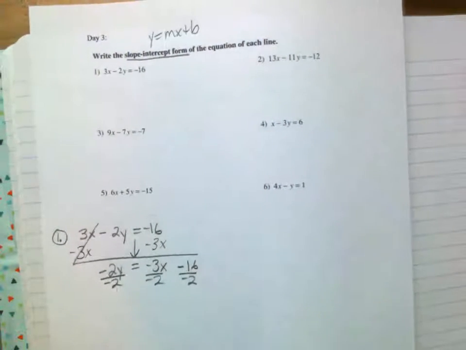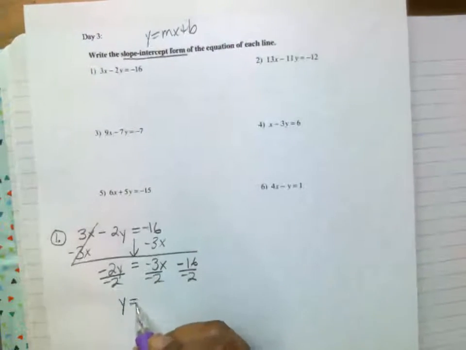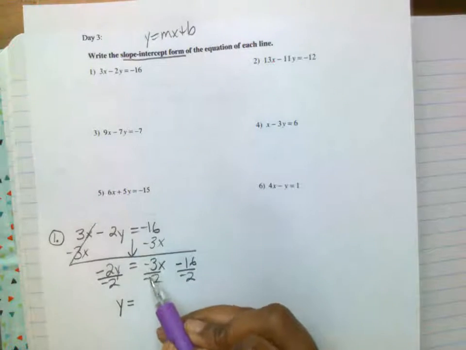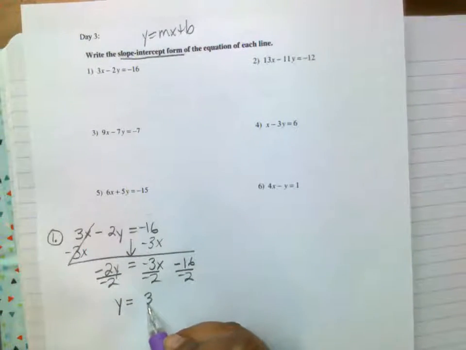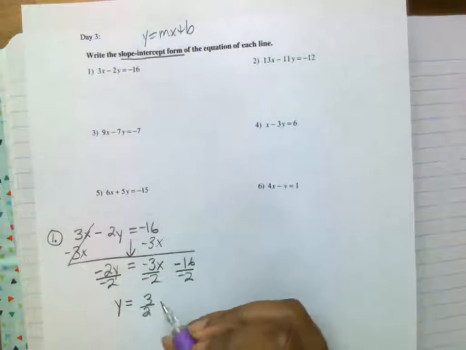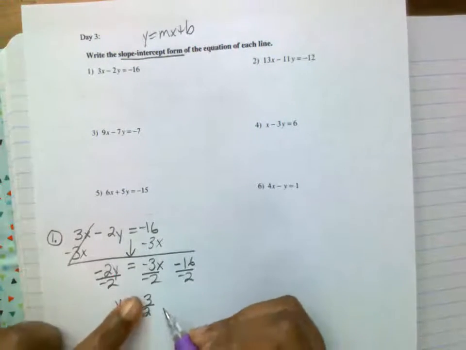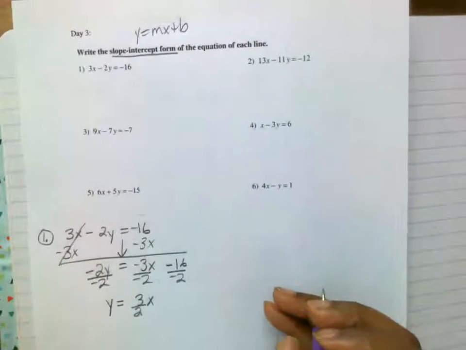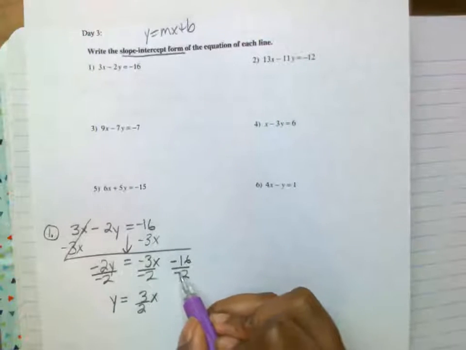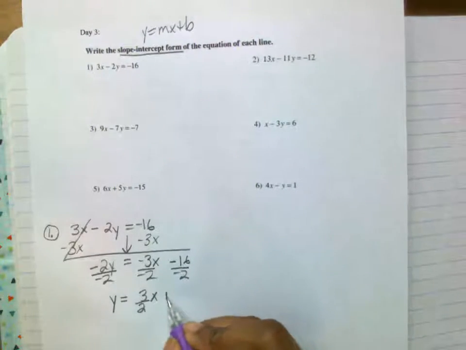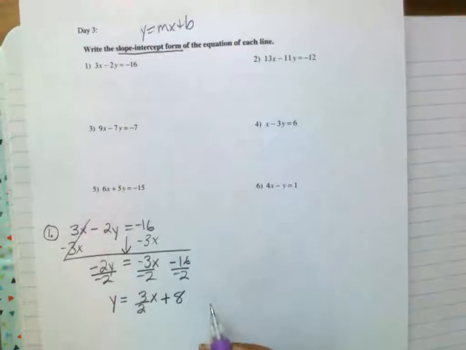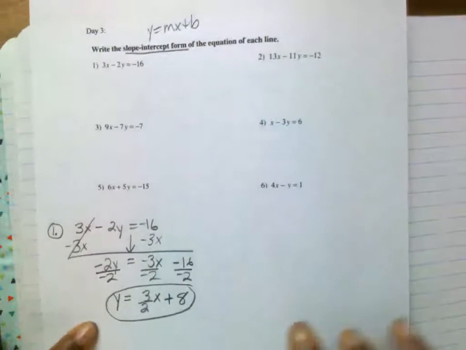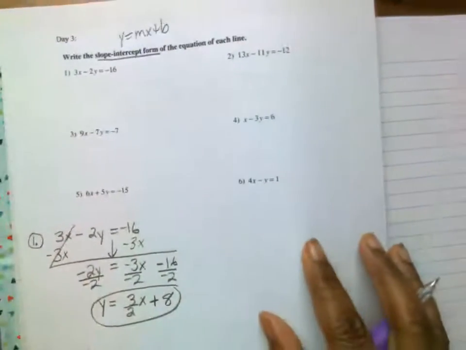Negative 2 divided by negative 2 is a positive 1, so that gives me 1y. When I reduce this fraction, a negative divided by a negative gives me a positive, so I'm going to leave it as a positive improper fraction as long as it's reduced. Positive 3 over 2x. I could change it into a decimal if I like. Negative 16 divided by negative 2 is going to give me a positive 8. So I'm going to say plus 8. Now this is written in slope-intercept form. I'm going to do another one. I'm going to do number 2.